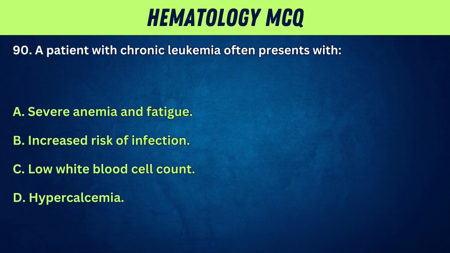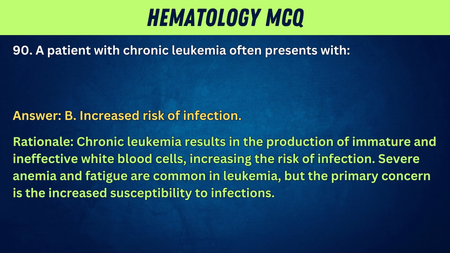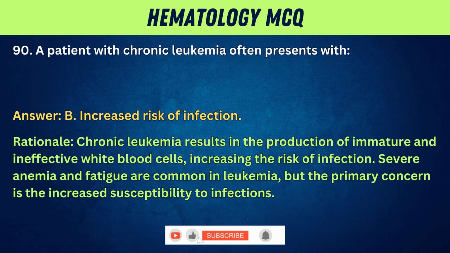90. A patient with chronic leukemia often presents with A. Severe anemia and fatigue. B. Increased risk of infection. C. Low white blood cell count. D. Hypercalcemia. Answer: B. Increased risk of infection. Rationale: chronic leukemia results in the production of immature and ineffective white blood cells, increasing the risk of infection. Severe anemia and fatigue are common in leukemia, but the primary concern is the increased susceptibility to infections.